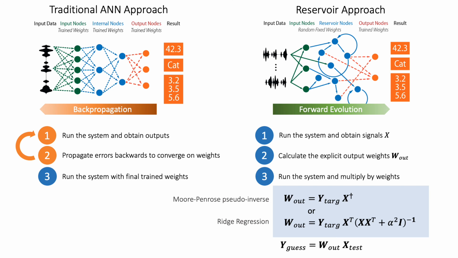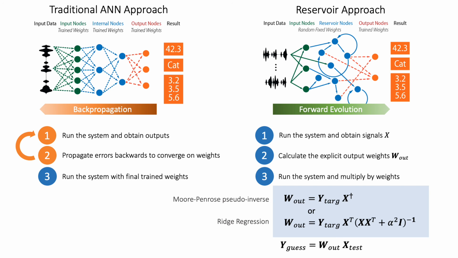So to summarize the difference between these two approaches, on the left side of the slide we show the artificial neural network approach. The general prescription: you run the system, obtain the outputs. You propagate the errors backwards through the system, trying to converge on weights. Effectively, you repeat 1 and 2 as many times as you need to get the accuracy that you desire. And finally, once you're all done, you can run the system with the final trained weights, of which there may be many. The reservoir approach is quite different.